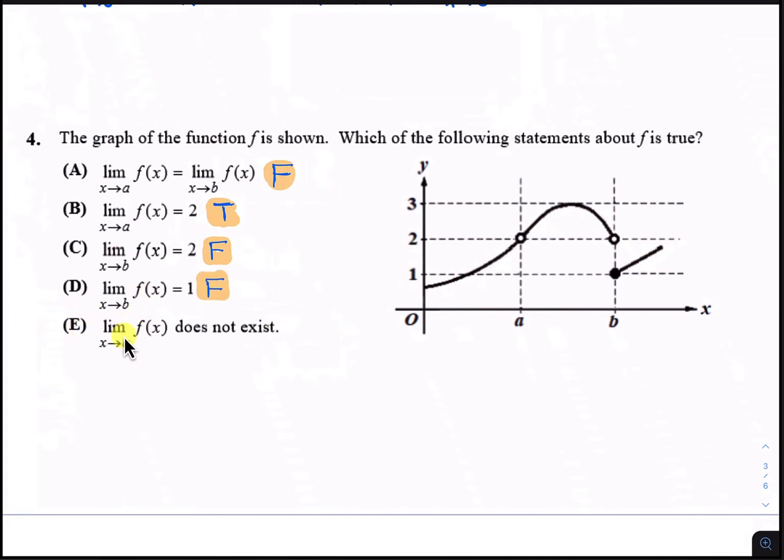Statement E, limit as x approaches a does not exist. That is false, because the limit as x approaches a does exist, and that limit is 2. So E is false.